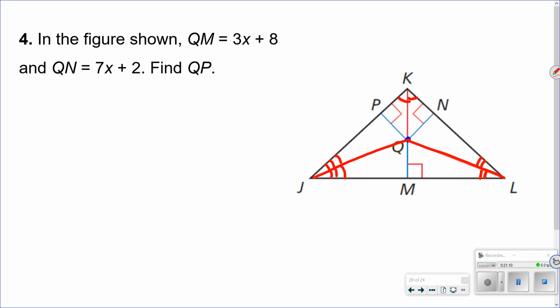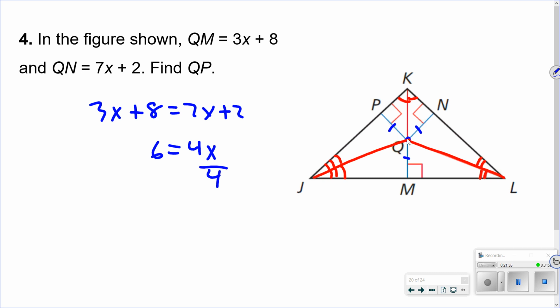Okay. That means we know that each of these are equal, right? Because that's the incenter, it's equal distance from the sides. So it gives me QM and it gives me QN. I can set those equal. 3x plus 8 equals 7x plus 2 and solve that. What do we get? 4x over here and minus the 2 over, 6 over here. Divide by 4. Divide by 4. So 3 halves or 1.5.